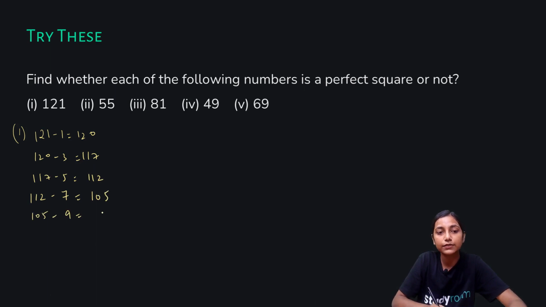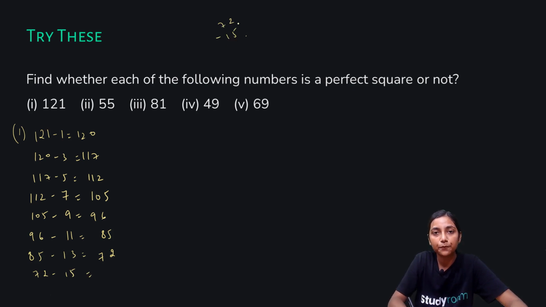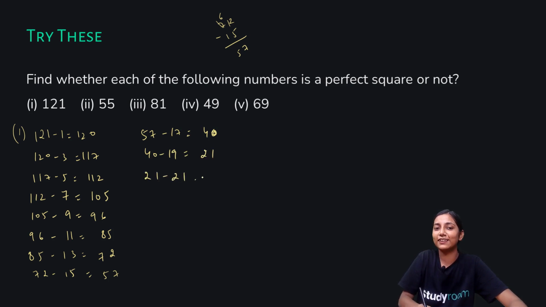105 minus 9 gives us 96. Now 96 minus 11 gives us 85. 85 minus 13 gives us 72. 72 minus 15 gives us, you can do it in the rough work also or mentally, it's up to you, 57. Now 57 minus 17 gives us 40. 40 minus 19 gives us 21, and 21 minus 21 gives us 0.